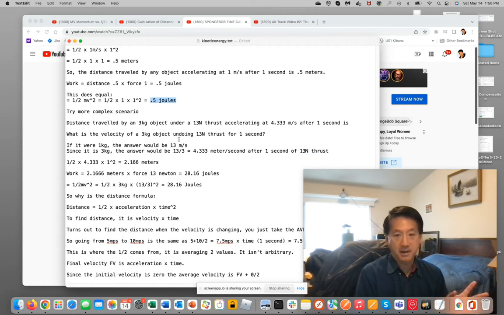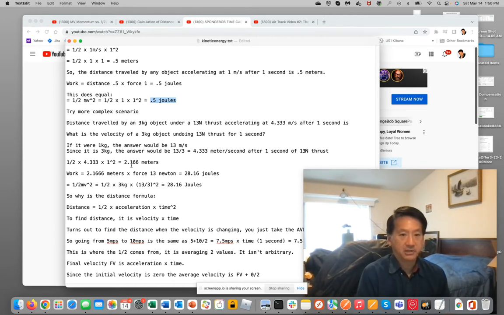So let's go to the more complex scenario where we have a 3 kilogram object under a 13 Newton thrust. And what do we do here? First we have to calculate what the velocity is going to be of a 3 kilogram object undergoing a 13 Newton thrust for 1 second. If it was 1 kilogram, then it would have been 13 meters per second if we're doing 13 Newtons. But since it's 3, we have to divide it by 3. So it should actually be 4.33 meters per second after 1 second of a 13 Newton thrust, right? So that's how fast it should be going after 1 second.